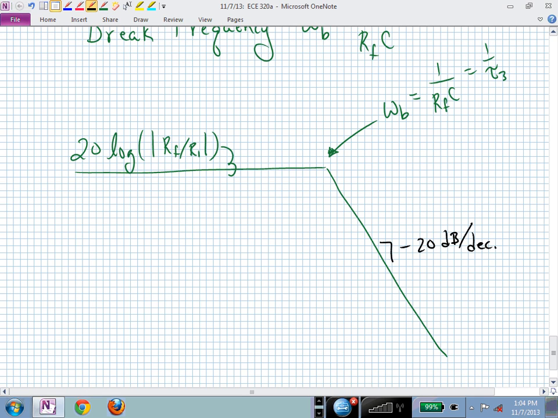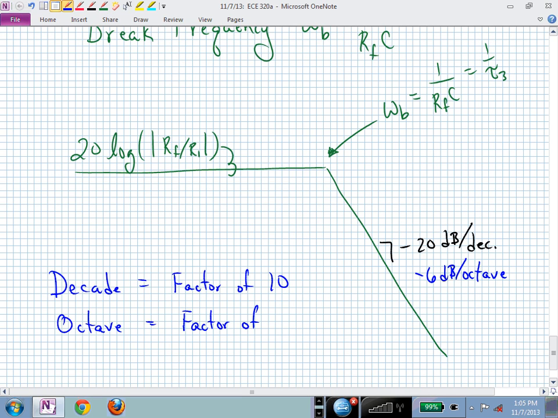If I said, where are you at 10 radians per second? Well, I don't know. You told me decade. But we also know that this is equivalent to minus 6 dB per octave. Haven't we talked about an octave? A change of an octave, what's that a factor of?